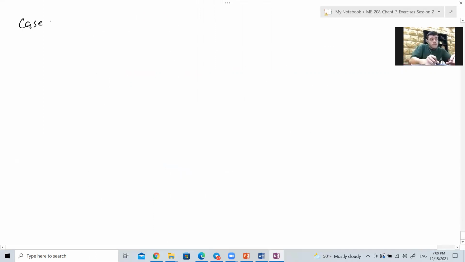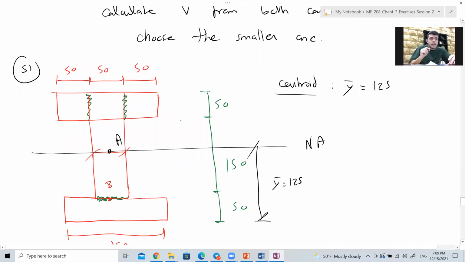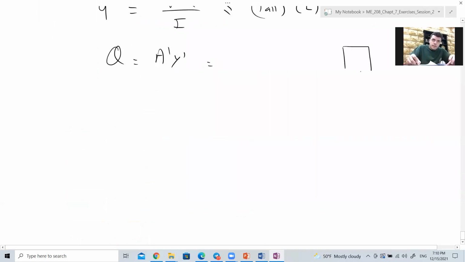Now case 2, which is related to the shear flow. It says that VQ over I should be less than or equal to tau allowable multiplied by the length of the glue. The Q is A prime Y prime. At point D, what is the area of the connected part? This is point D. A prime, as we know in shear flow, is the area of one of the connected parts. This glue is connecting this part with all of this part. We take one of them; it's easier to work with this. So the area prime at D is this.